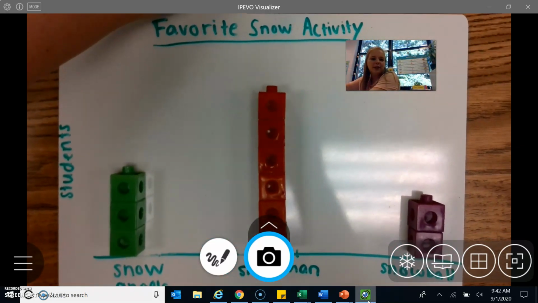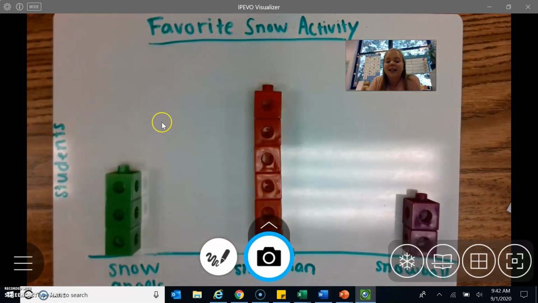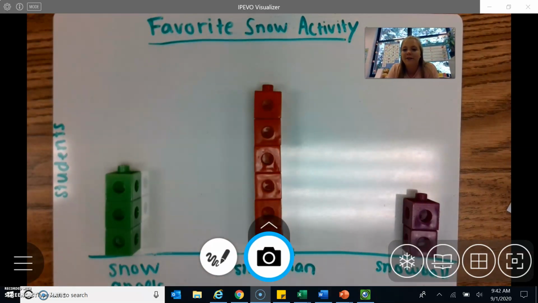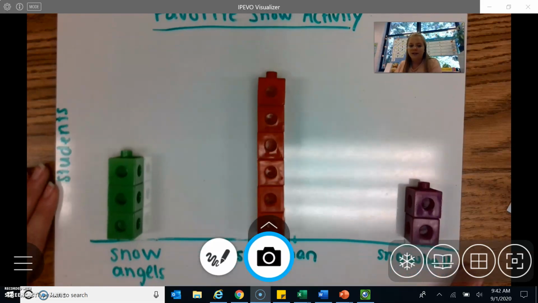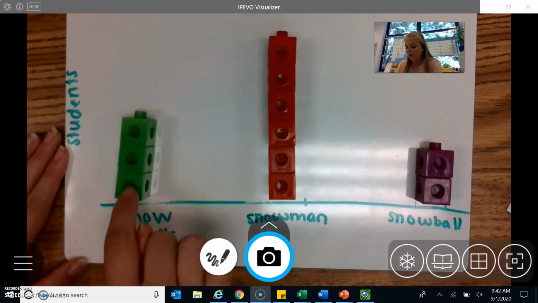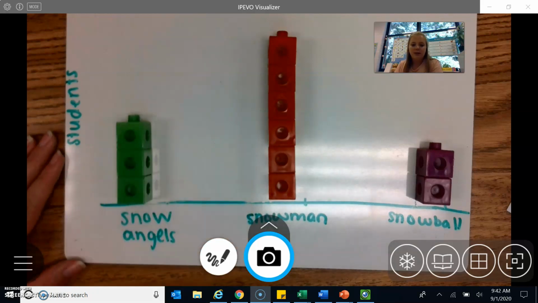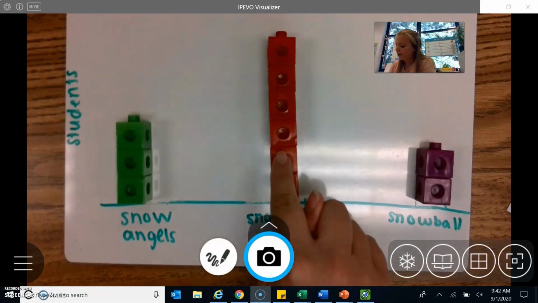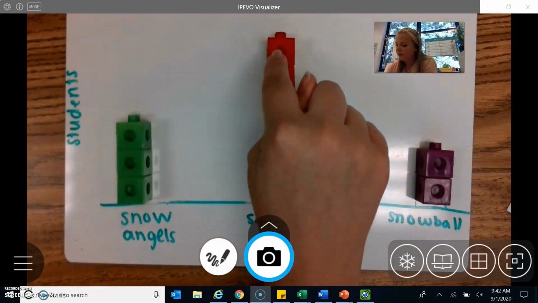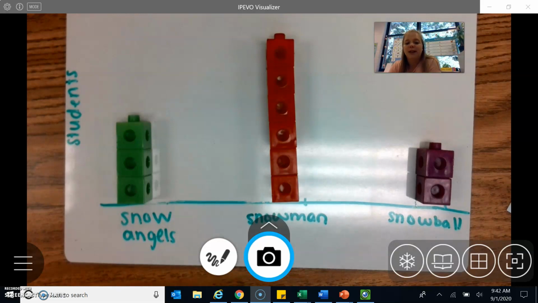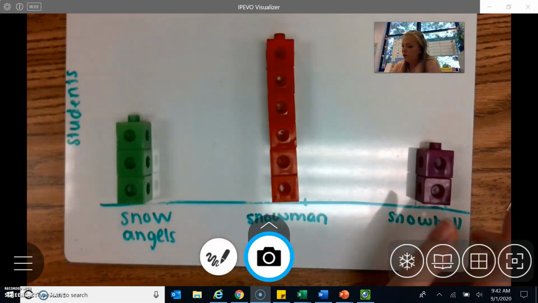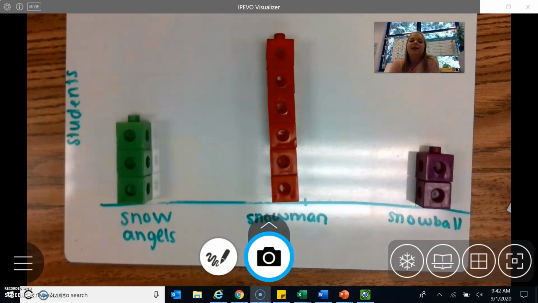I took a survey last year and asked the kids in my class what their favorite activity to do in the snow was. And this is what they said. I had 3 people vote for snow angels. For snowmen, I had 6 people vote for snowmen. And I had 2 people vote for snowball. This is called a graph. Okay, this is a graph that I used to show what their favorite activities were.